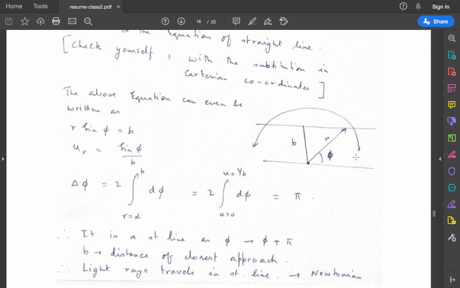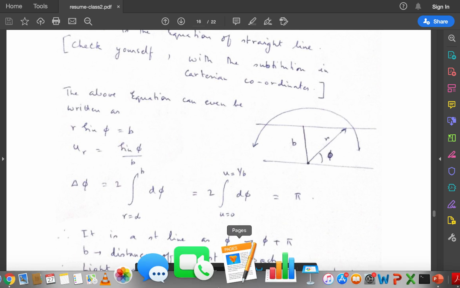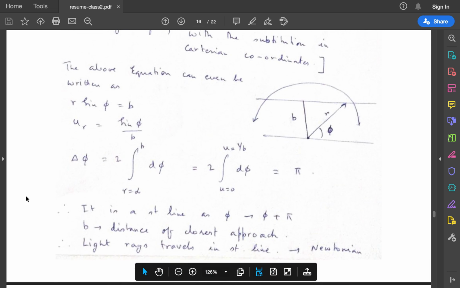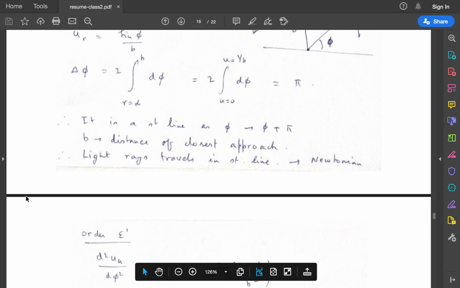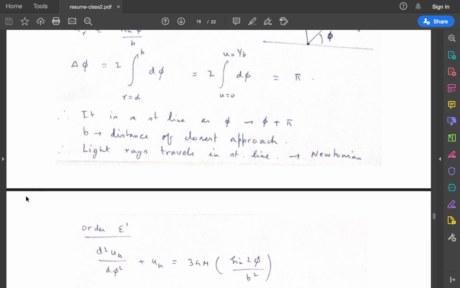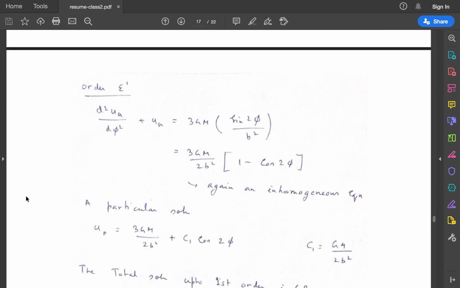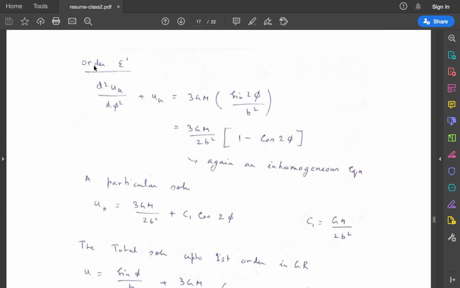Okay, so as phi changes from 0 to pi, nothing happens to the path of the photon. It goes in a straight line. So this equation tells us that light rays travel in a straight line, which is a well-known Newtonian solution, and which is proved by that. Now let us go to the general relativistic correction. What does the general relativistic correction do?